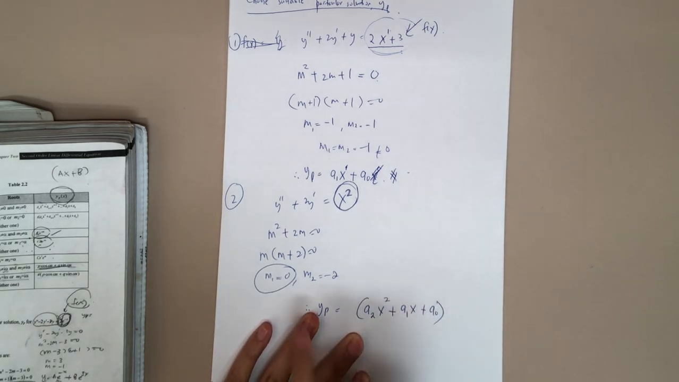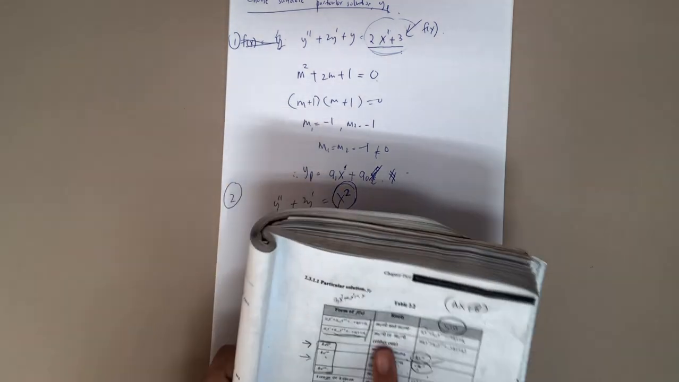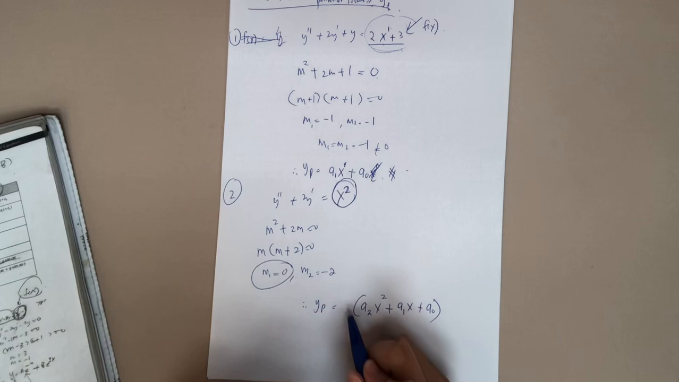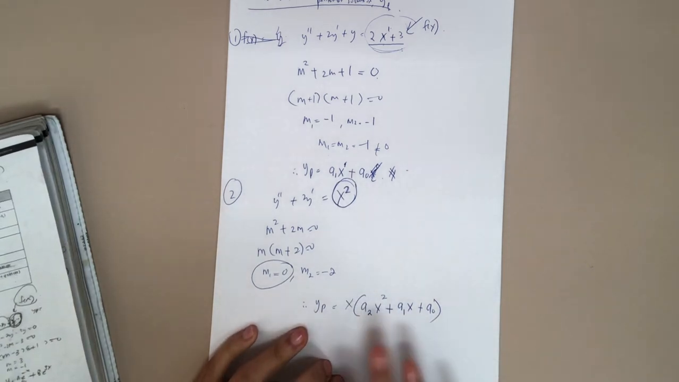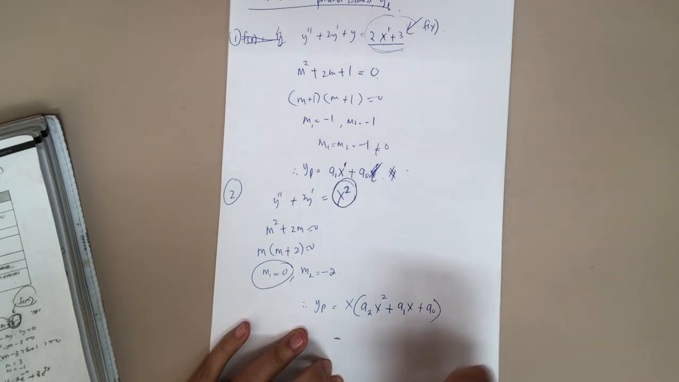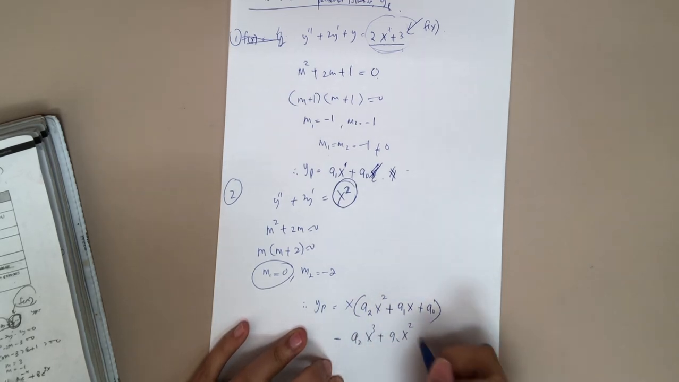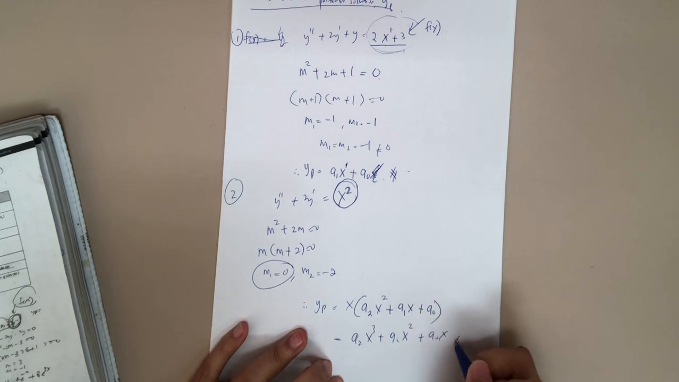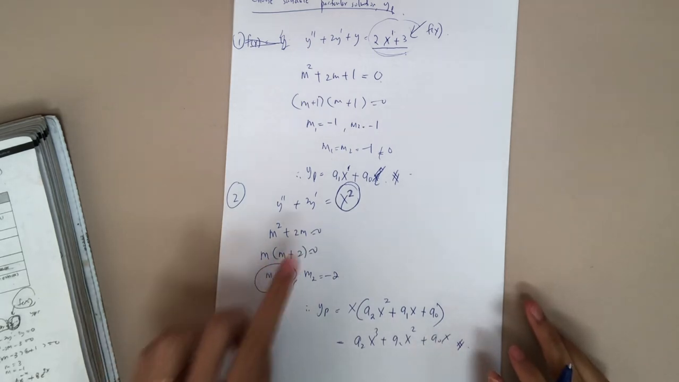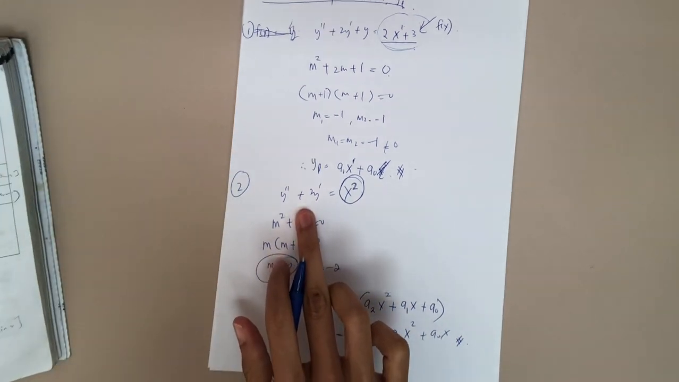And since this is row number 2, they have x here. So you put x here. You can leave it like this, or if you want to open the bracket, that's also okay. If you open the bracket, it will be a2x cubed plus a1x squared plus a0x. So this is the yp, the yp for this equation. Okay, alright.